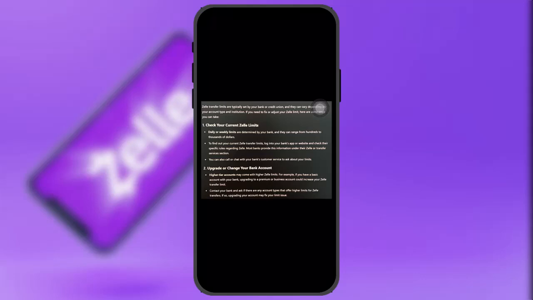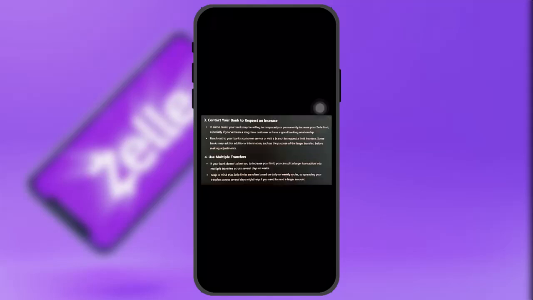Upgrade or change your bank account. High tier accounts may come with higher Zelle limits. For example, if you have a basic account with your bank, upgrading to a premium or business account could increase your Zelle transfer limit. Third is contact your bank to request an increase. In some cases, your bank may be willing to temporarily or permanently increase your Zelle limit, especially if you've been a long-time customer or have a good banking relationship.